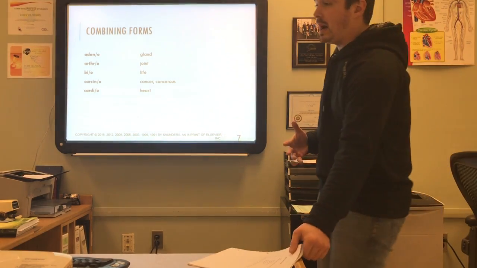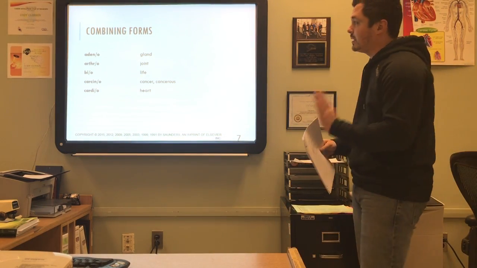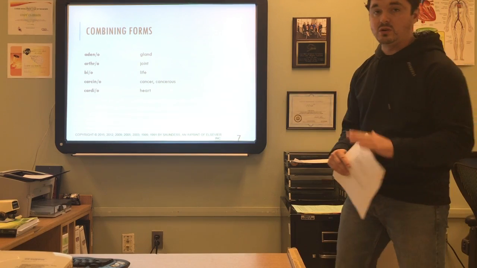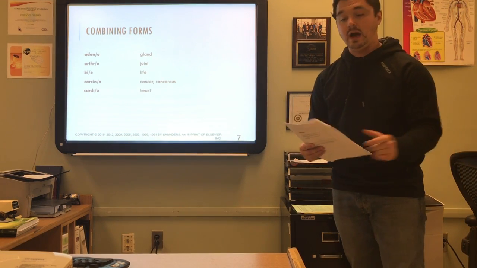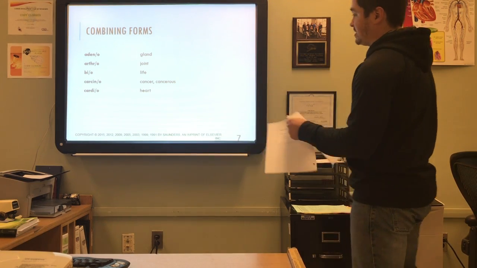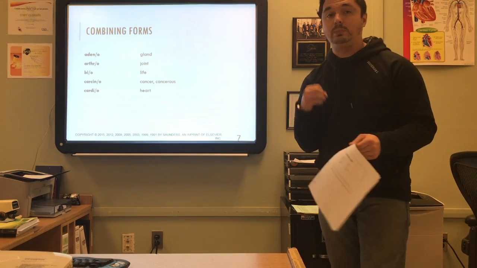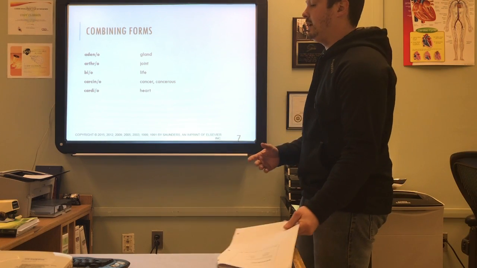Okay, so let's get into the combining forms that you will see. So remember, guys, combining forms are your word roots or your word stems combined with a combining vowel. So the next couple slides are just going to go through proper pronunciation of these words and give you the meaning.